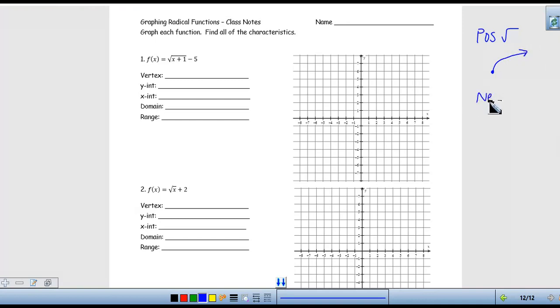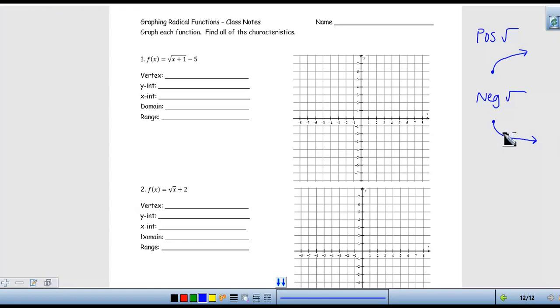If you have a negative square root, we're going to have our vertex, and it will go down and right. But all of our graphs are going to only go to the right. The graph will not exist to the left of the vertex.